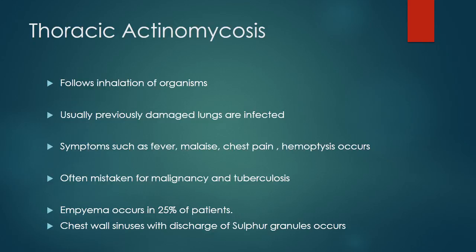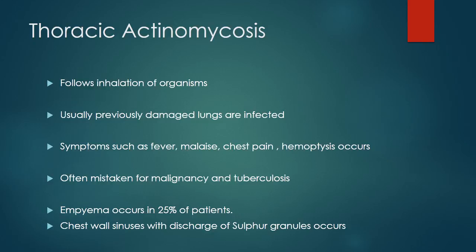Let us know about the thoracic actinomycosis. Thoracic actinomycosis usually involves the lungs, and it occurs following the inhalation of the organisms. Normally, healthy lungs cannot inhabit the actinomycosis organisms. But when the lungs are damaged previously due to some other disease like chronic obstructive disease or tuberculosis or fibrosis of the lungs or cavitations within the lungs, these are the patients who are prone for actinomycosis infection.